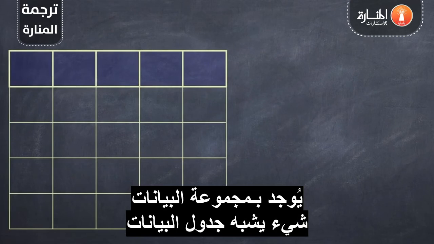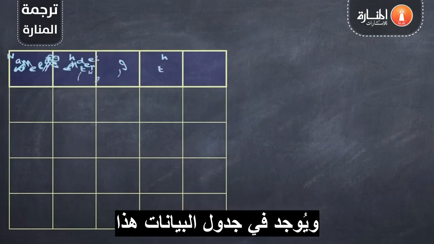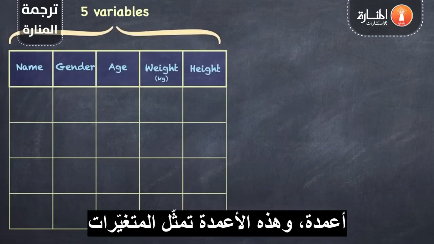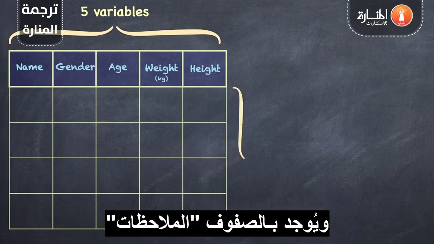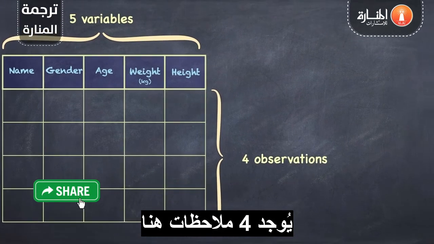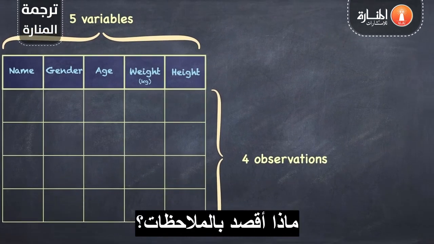In a typical data set, we've got something like a spreadsheet. In this spreadsheet, we've got columns, and our columns are our variables. In this case, we've got 5 variables, and our rows contain our observations. We've got 4 observations here. What do I mean by observations?